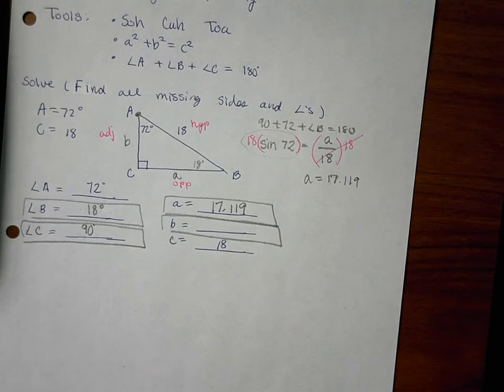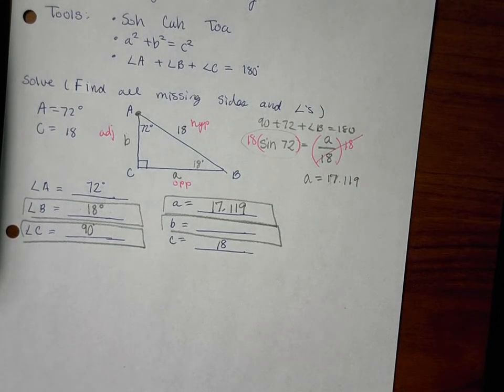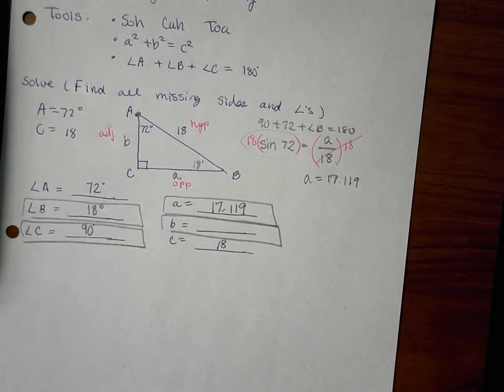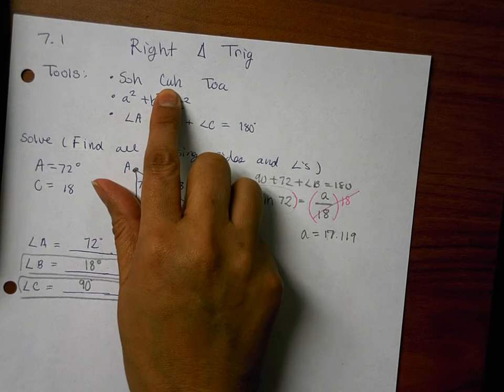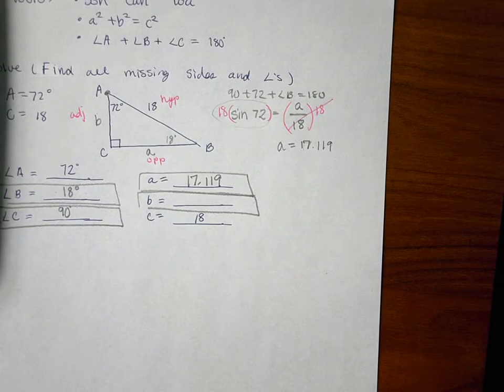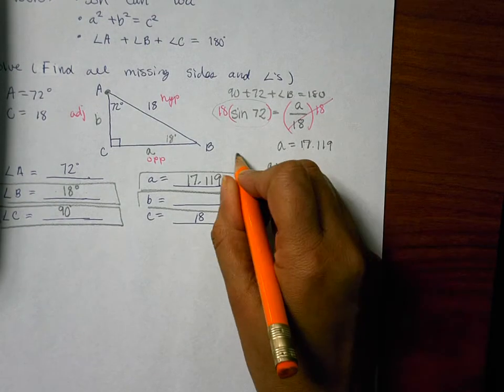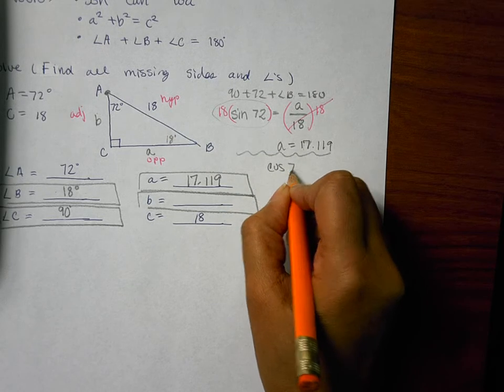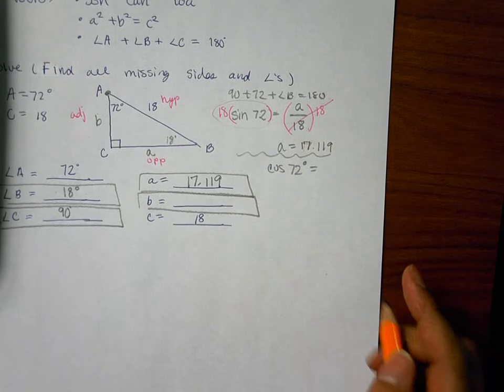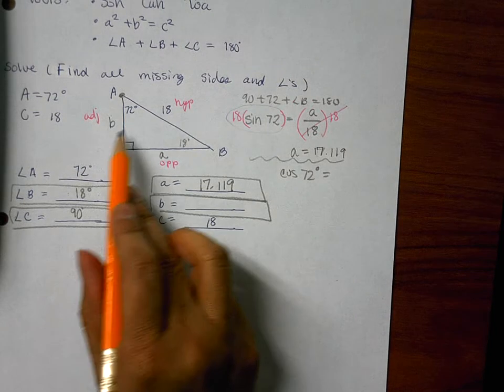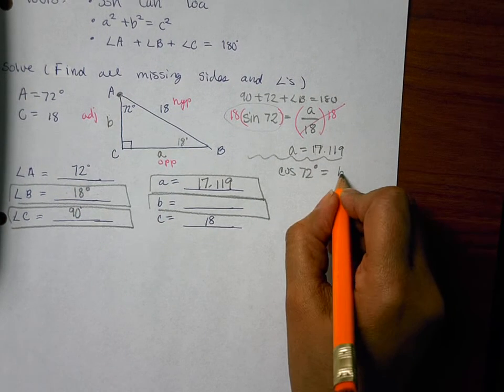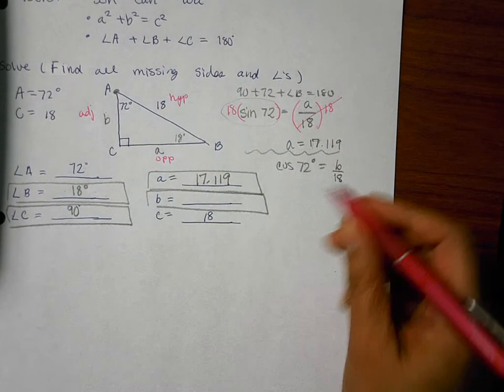Okay, now, technically, I know side A, 17.119. I'd rather not use a decimal if I don't have to, so I'm just going to use the 18. SOHCAHTOA, which one's adjacent over hypotenuse? Is it cosine? So cosine of an angle, cosine of what angle are we using here? Cosine of 72 degrees equals what fraction? B over 18. Multiply both sides by what? 18.